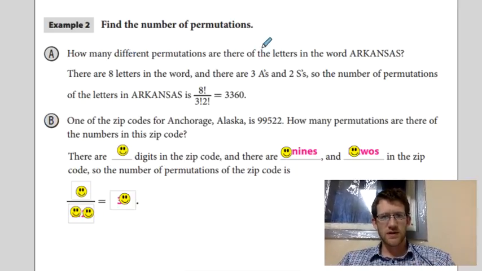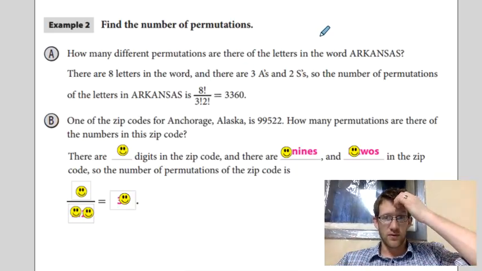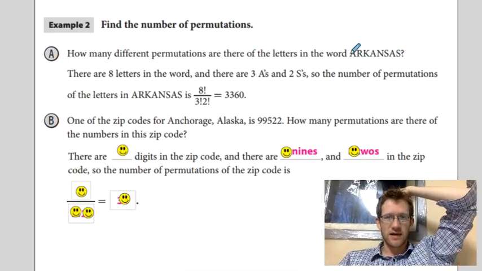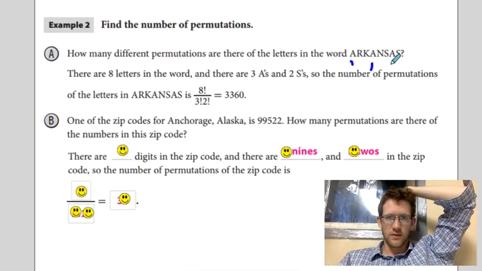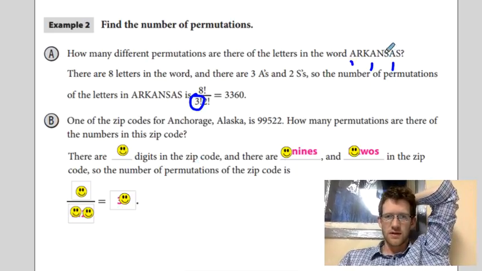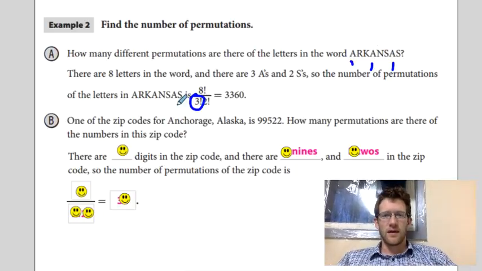How many different permutations are there of the letters in the word Arkansas? We have 8 letters total, 1, 2, 3, 4, 5, 6, 7, 8. So our base is 8 factorial. But we have these repeats, right? If I switch this A with any one of these A's, it doesn't matter. I can reorder the 3 A's. How many ways can I reorder the 3 A's? 1, 2, 3. Well, it's 3 factorial. So that's why I divide by 3 factorial. Also, I have 2 S's. I could switch those back and forth, and that gives me another 2 factorial. So I divide out all those options, and I get this.